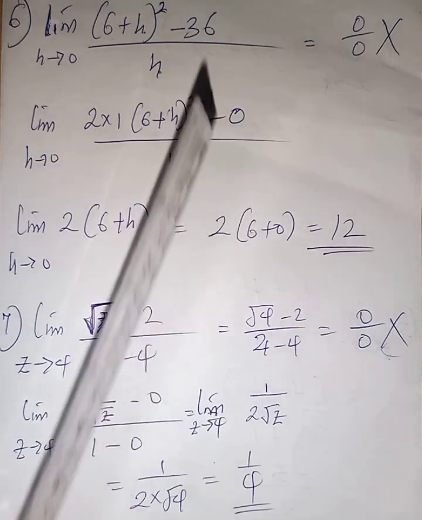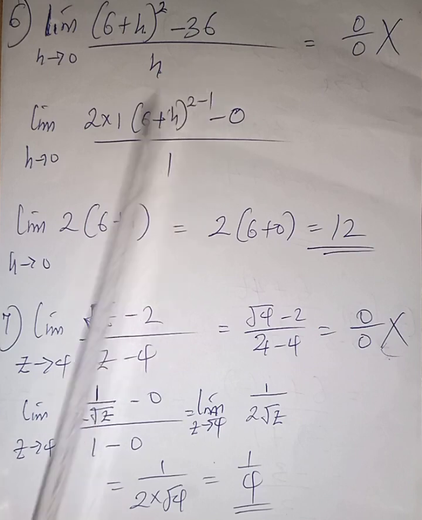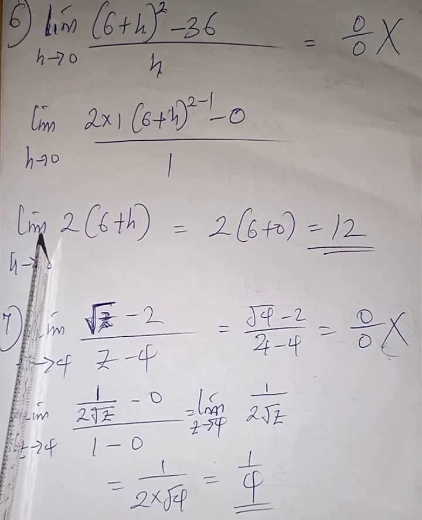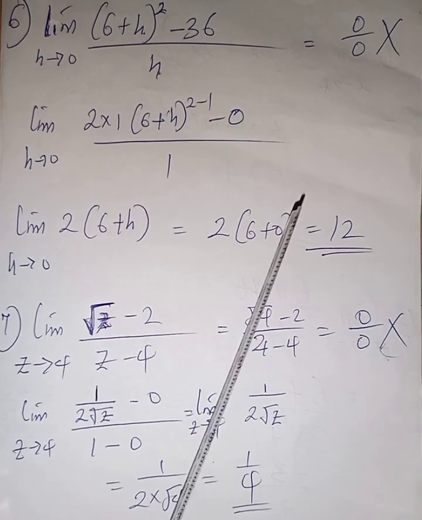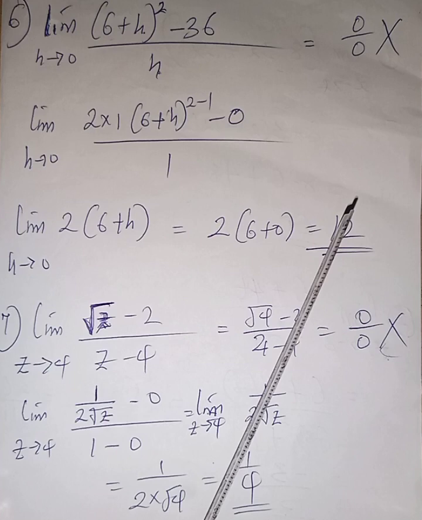So next, if you multiply, we are going to have 2 times 1, that's 2, times bracket 6 plus h to the power 2 minus 1, that's 1, divided by 1. Anywhere you see h, put 0. Putting 0 here, we're going to have 0 plus 6, that is 6. 6 times 2, 12. The answer becomes 12.